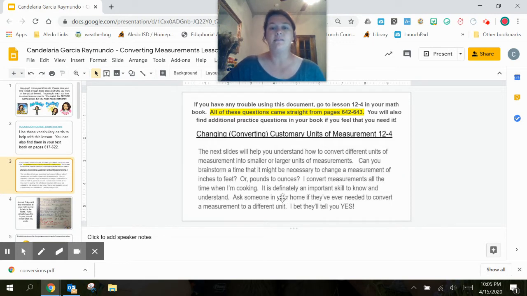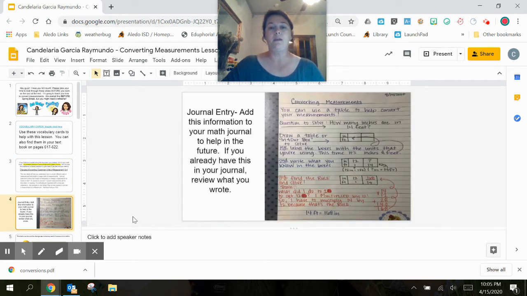But this says it's definitely an important skill to know and understand, and ask someone in your home if they've ever needed to convert a measurement to a different unit. And I bet they'll tell you yes. Here's a journal entry. Again, I can't remember if we did the journal entry. I left my journal at school. So it says, add this information to your math journal to help you in the future. If you already have this or something similar to this, just review what you wrote.